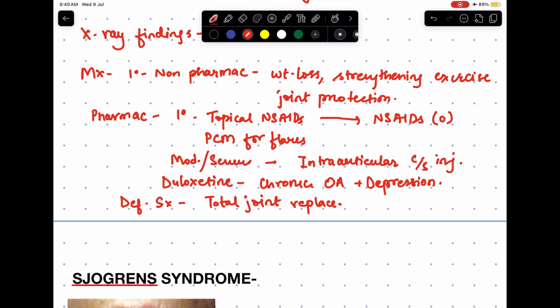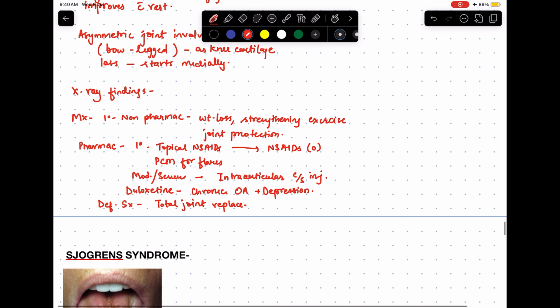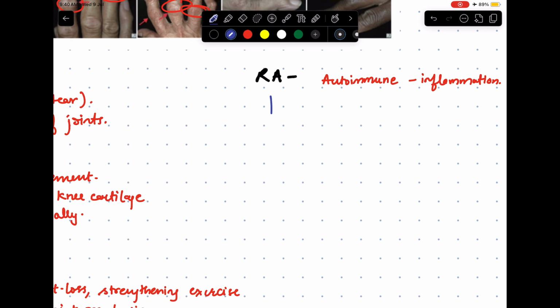The definitive treatment is that we have to replace the whole joint. The next one is rheumatoid arthritis. It is contrary to osteoarthritis. It is an autoimmune inflammatory process, and there is formation of pannus. These are basically proliferative granulation tissues, and because it occurs due to an autoimmune condition with inflammation, it can erode the articular cartilage and bone.